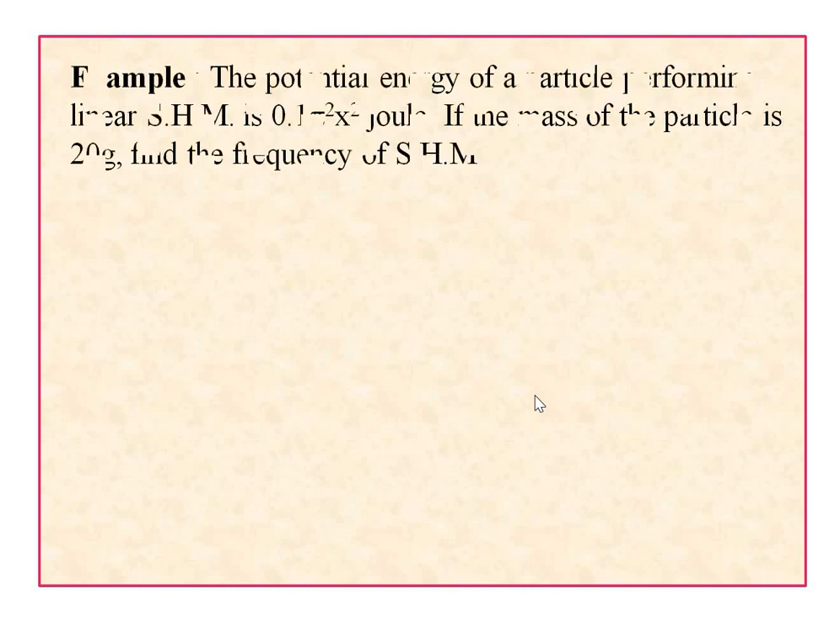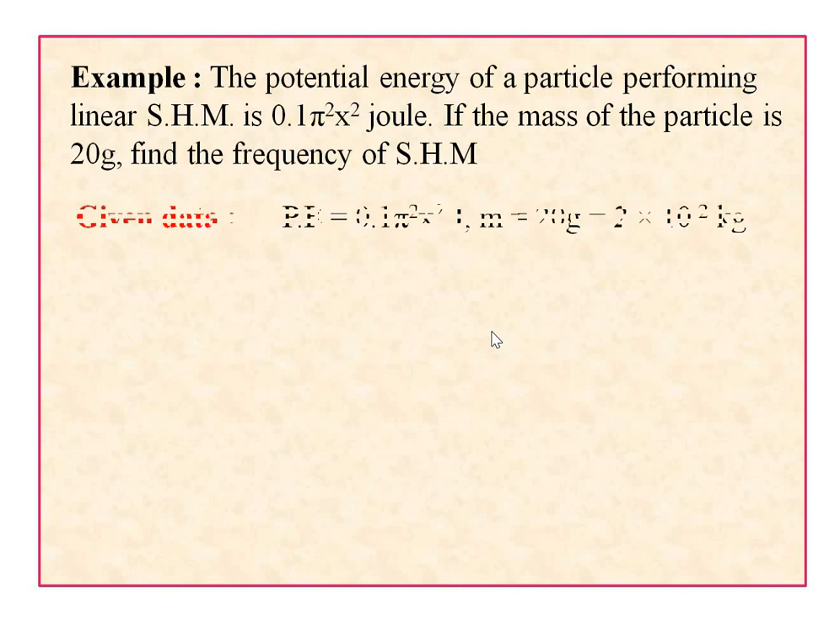So we see one example for this article. See this example. The potential energy of a particle performing linear simple harmonic motion is 0.1 pi square x square joule. If the mass of the particle is 20 gram, find the frequency of simple harmonic motion. This problem is for 2 marks. First we write the given data. Potential energy is 0.1 pi square x square joule.